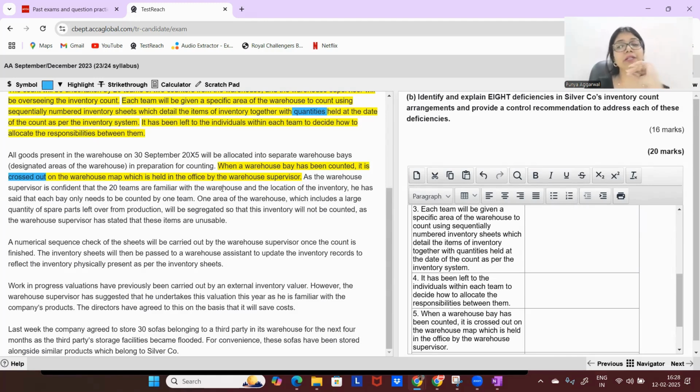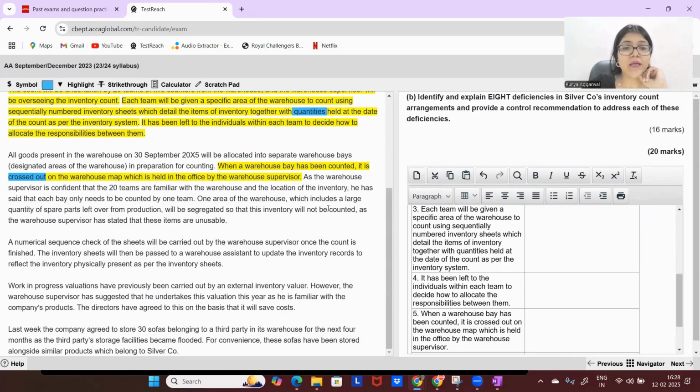Okay, now let's read the next line, because I am done with this now. I need to only read this line now, so it will be very clear in my head as well. As the warehouse supervisor is confident that the 20 teams are familiar with the warehouse and the location of the inventory, he has said that each bay only needs to be counted by one team. One area of the warehouse which includes a large quantity of spare parts left over.